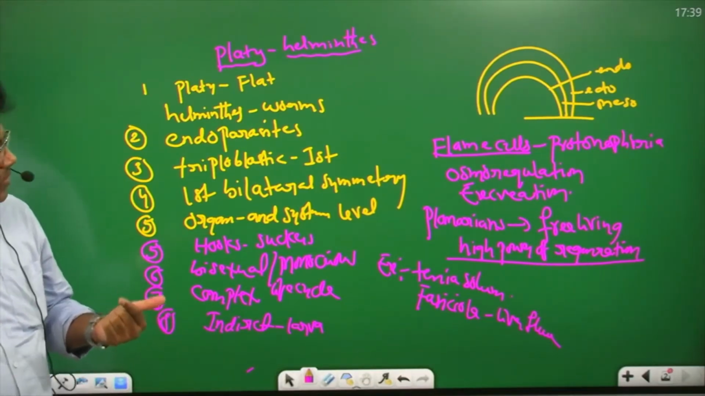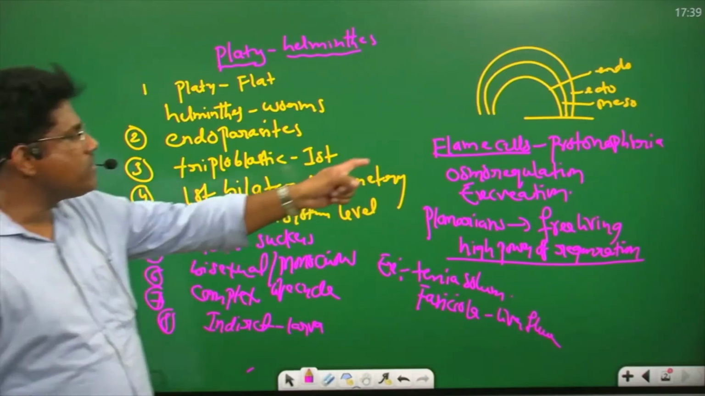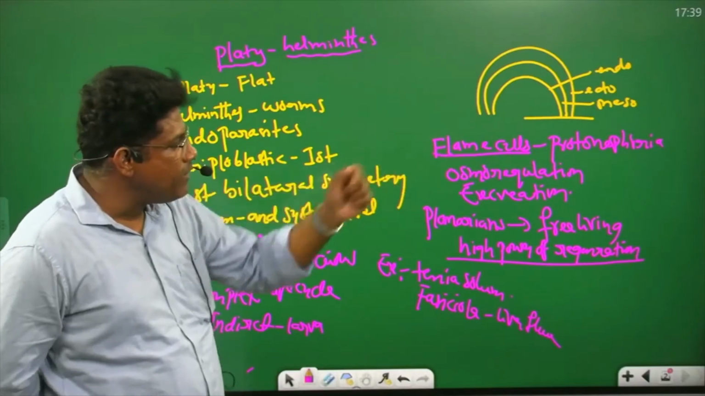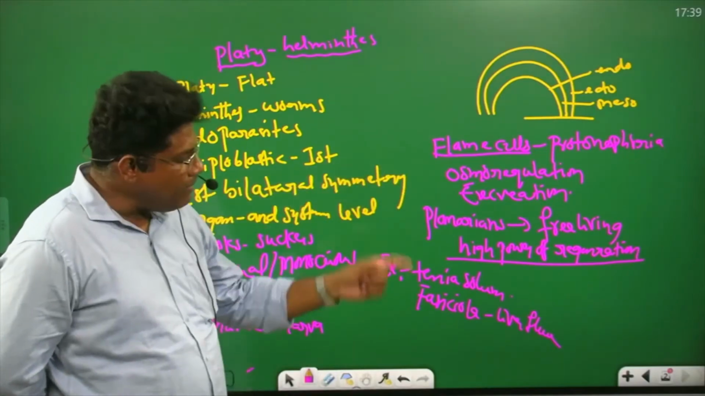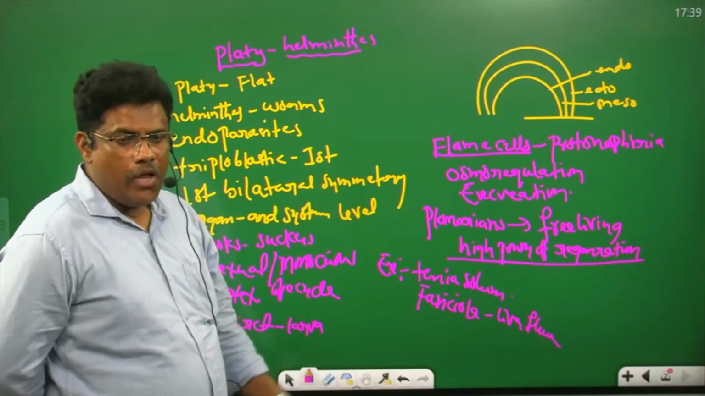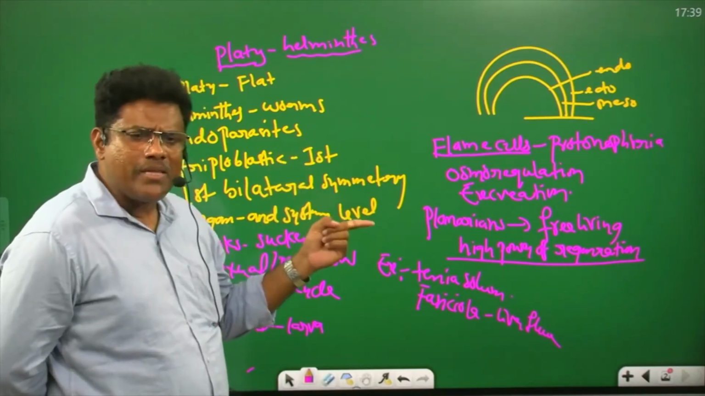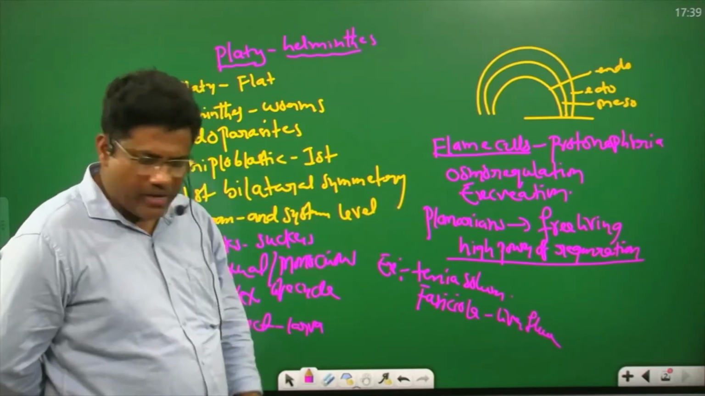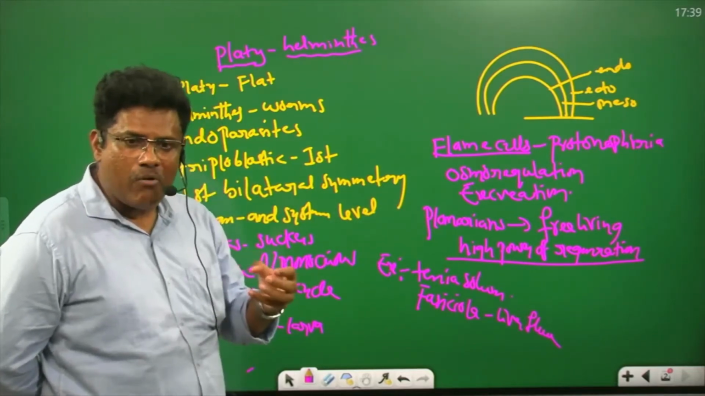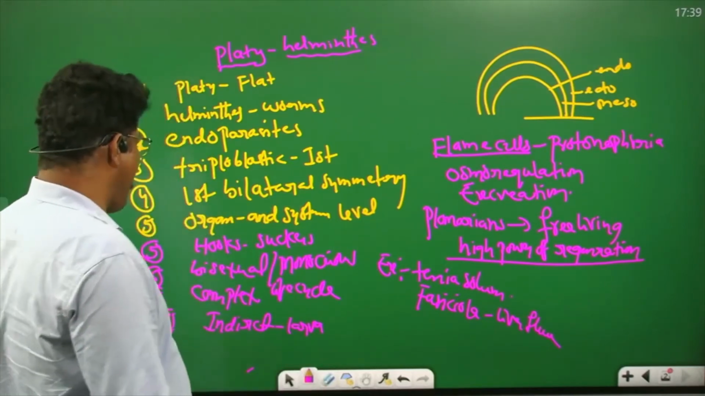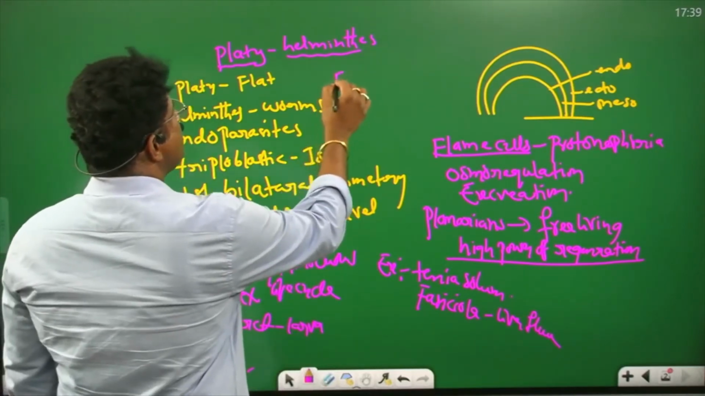Flame cells are formed in the platyhelminthes. Flame cells, other name is protonephridia. Primary function is osmoregulation, secondary function is excretion. All platyhelminthes are mostly parasites, but planarians are free living. They have a high power of regeneration. And the last point, fertilization is internal.